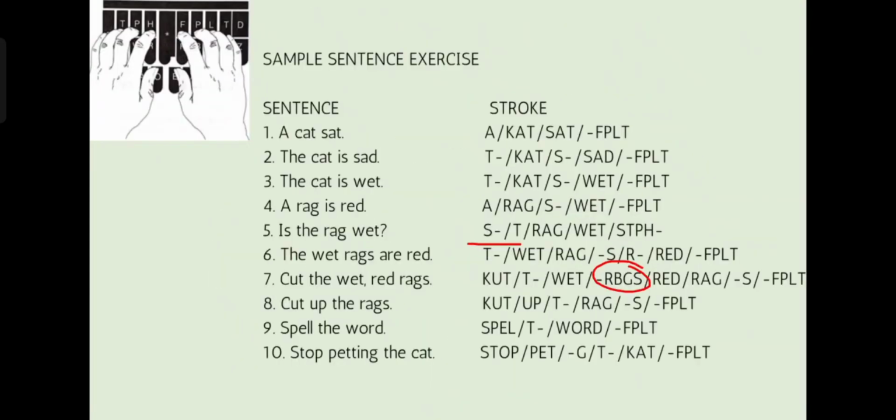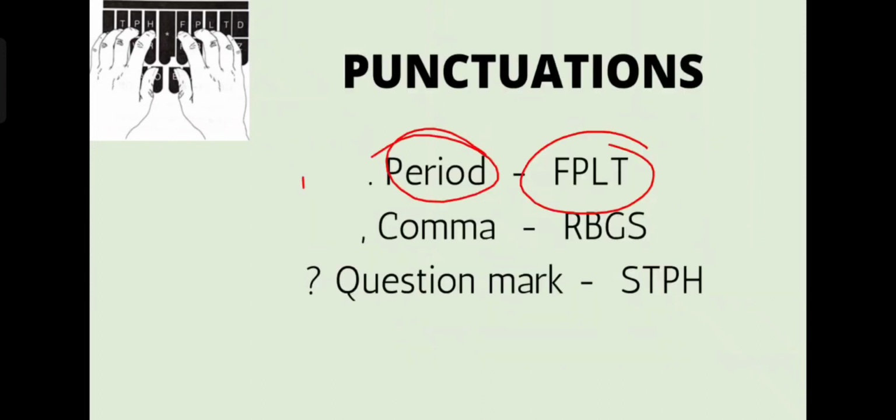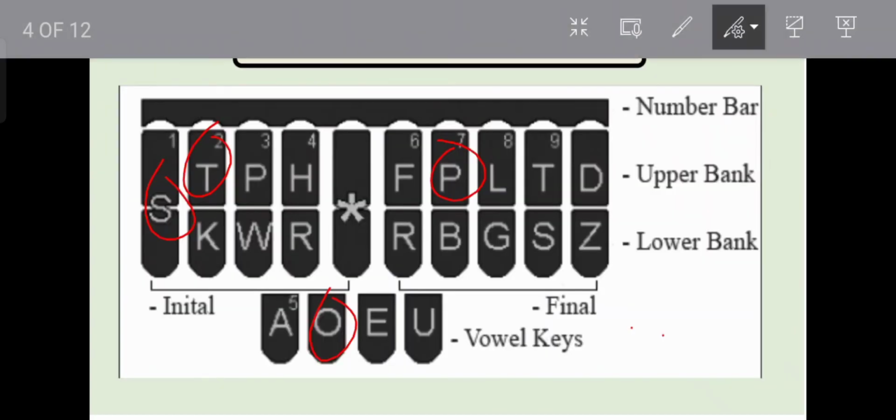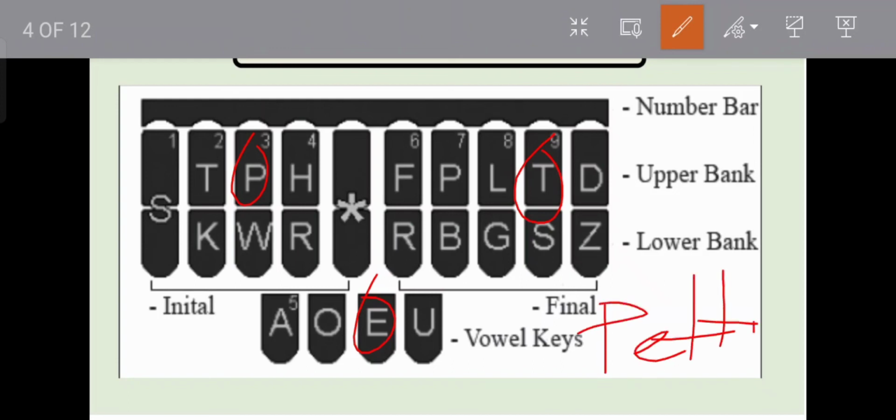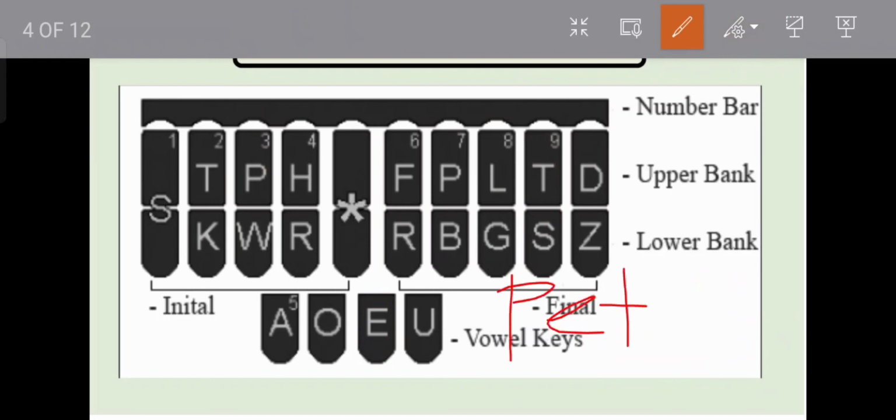Here, going back: stop petting the cat. So petting, we have inflected words, like the G or the ing at the end. What you press is the letters P, E, and T. Then since it is a vowel, the word petting. So, pet, stroke, P-E-T first.